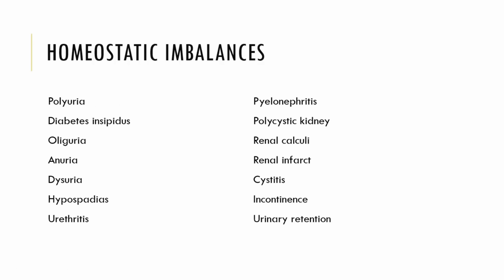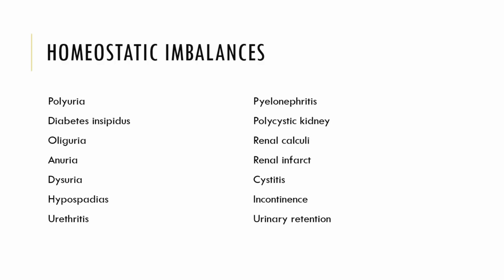Let's now talk about homeostatic imbalances of the urinary system, and I'd like to take some time to highlight most of these. So polyuria essentially means an excess urinary output, which results from hormonal or metabolic issues, such as diabetes. So here we have diabetes insipidus, which is the production of large quantities of urine resulting in severe dehydration and also intense thirst. That typically occurs as a result of low ADH.